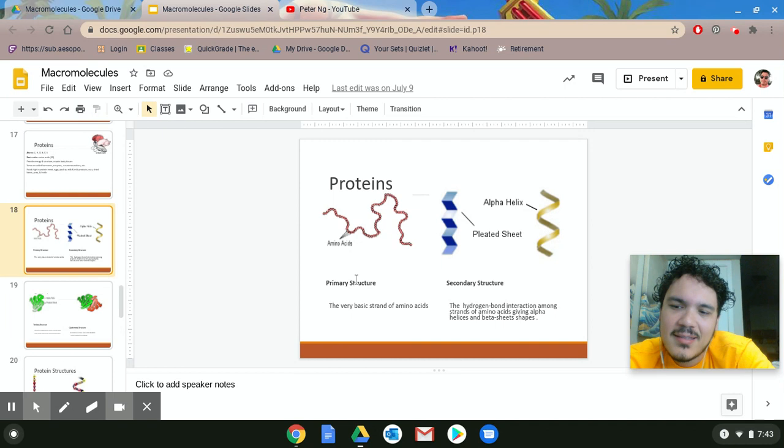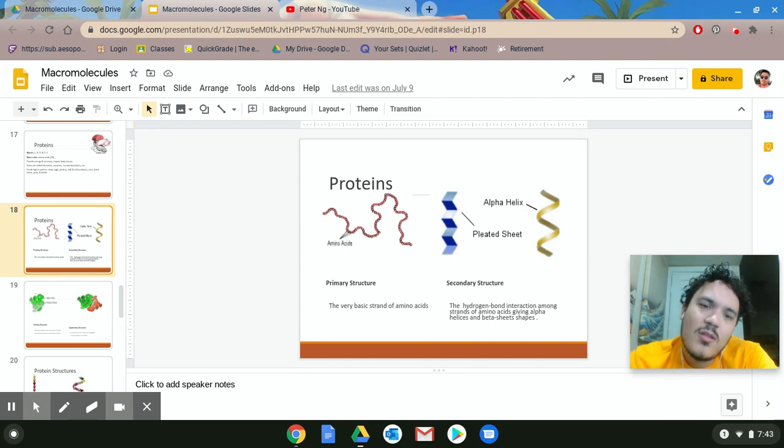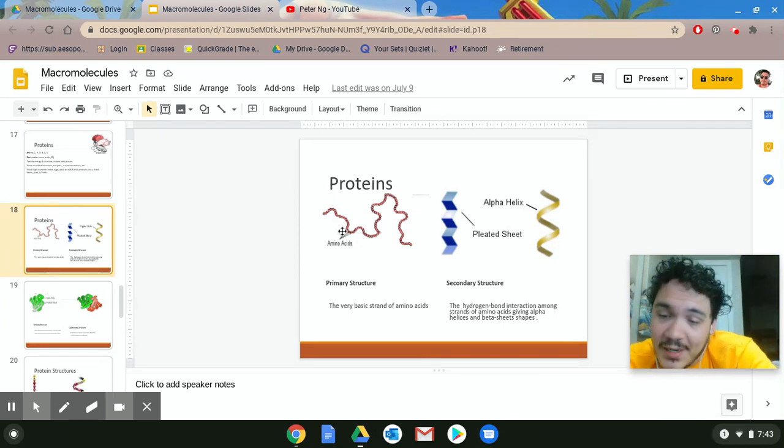Primary is indicating in this case number one. It's the first structure. So as far as that's concerned, the primary structure is literally just a chain, as you can see here. Proteins are just being made, all these amino acids, and they're connecting to each other. Simple.